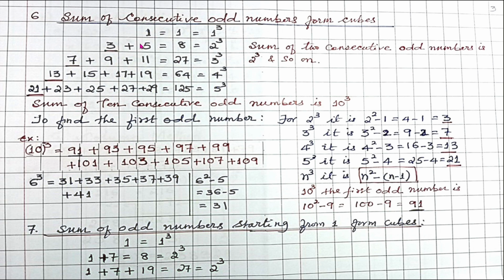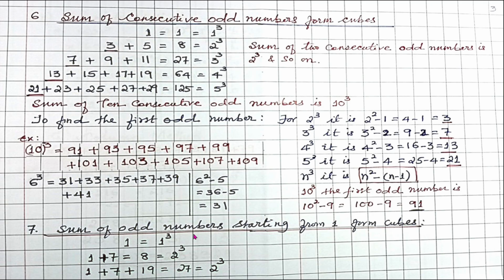The simplest method for finding out the first odd number: take 2 square, subtract 1, we get 4 minus 1 is 3. For getting the first odd number 7 here, take 3 square, 3 square is 9, subtract 2, we get 7. And to find the first odd number 13, take 4 square, 4 square is 16, minus 3 becomes 13, and that is the procedure of finding the first odd number. Once we get the first odd number, then write the consecutive odd numbers to get the sum, which is a perfect cube. So 1 is 1 cube, 3 plus 5 is 8 is 2 cube, and so on. So please remember this method of finding out the sum of consecutive odd numbers to get a perfect cube.